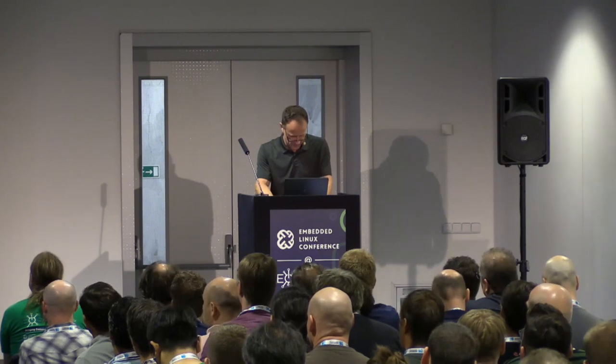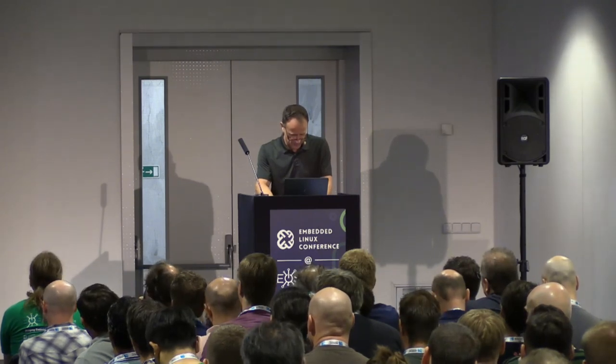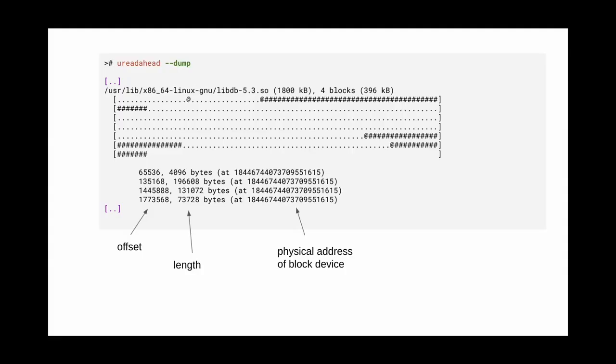Yeah, let me see. This is all it holds: offset, length and physical block address. That's all it does. File name, offset, length, boom. It says file name and all the offsets in it. That's the only information that you get.